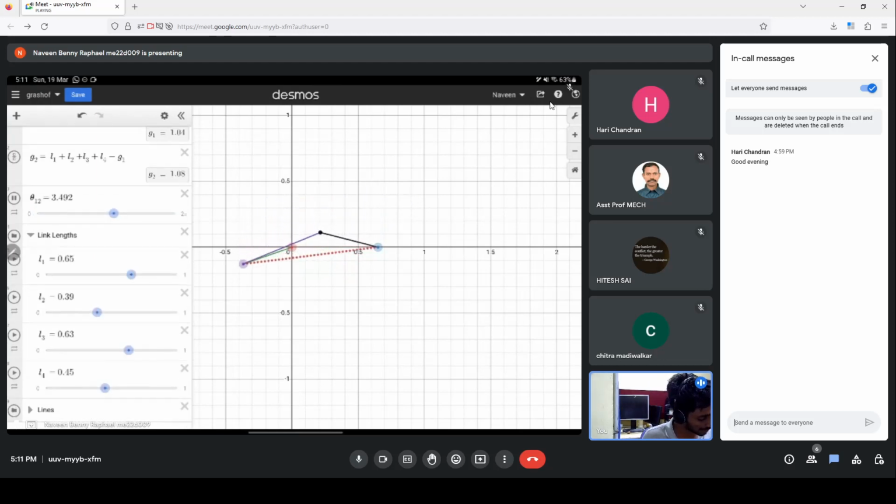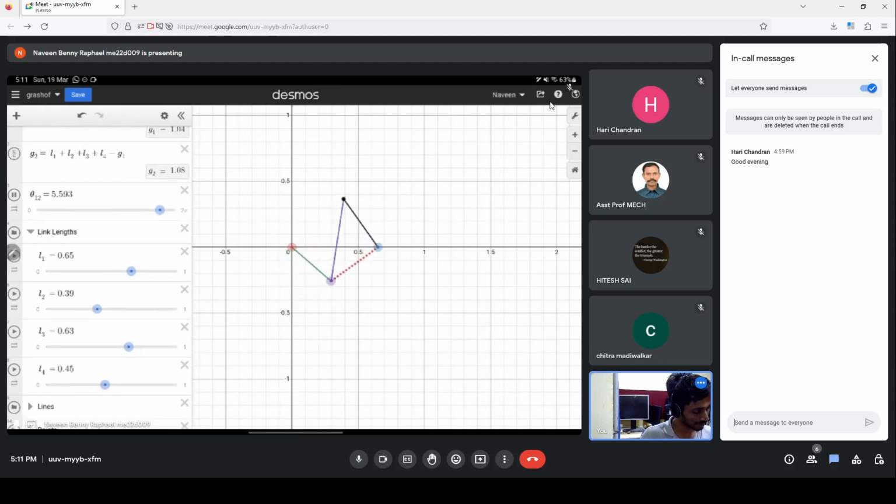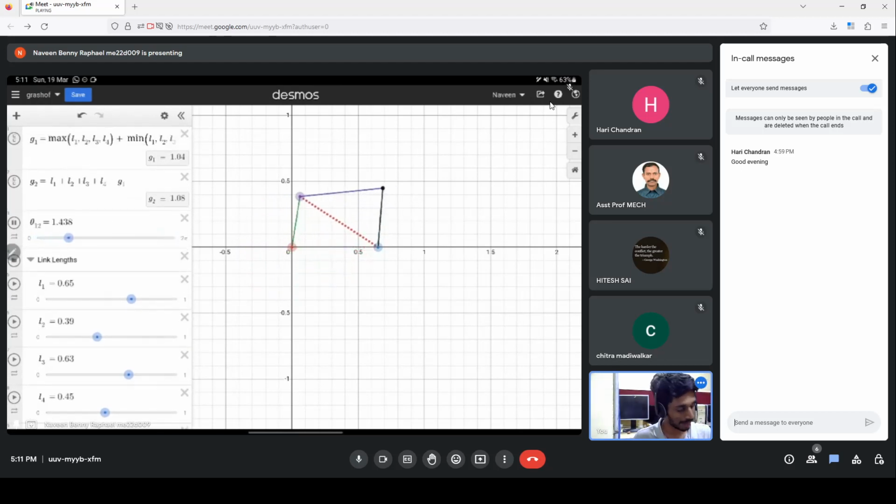The link lengths are as follows. I've just given random values right now, and I've calculated the max plus min. What Grashoff's criteria essentially says is that if the value G1 I'm calculating here is less than G2, then the smallest link is capable of pure rotation. Otherwise, if the Grashoff's criteria is not valid, then not every angle is possible. We can show this easily in a while.